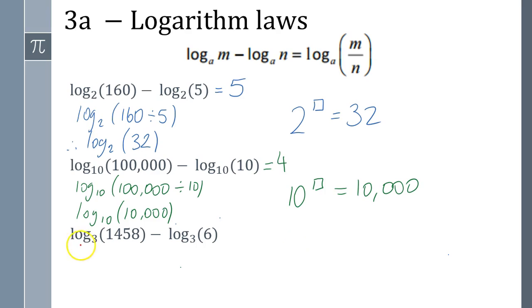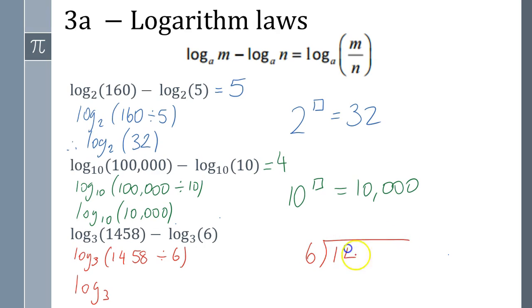Okay, and the last one, I'm just looking at those numbers now. I'm very much going to cheat and use my calculator. Log base 3, 1458 divided by 6. All right, let's have a go at doing it manually. I probably need a bit of practice. So 1458, 6 doesn't go into 1. Goes into 14 twice with 2 left over. It goes into 25 4 times with 1 left over, and it goes into 18 3 times. So log base 3 of 243.